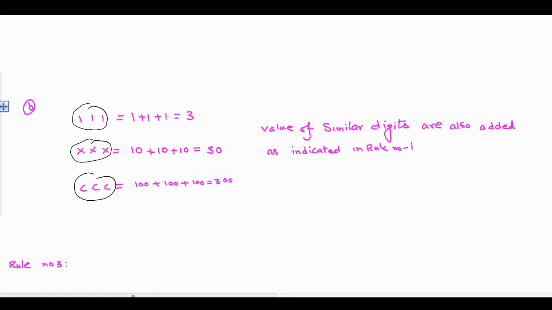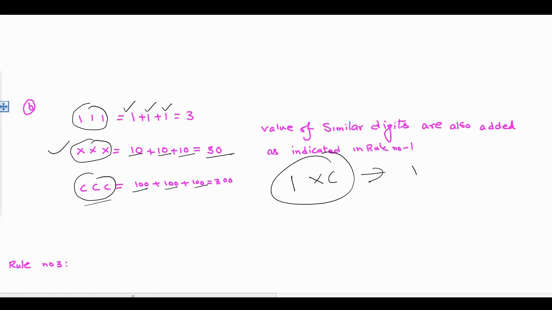III, this is 3: 1 plus 1 plus 1, that is 3. This is XXX, 30: 10 plus 10 plus 10, 30. This is CCC, 300: 100 plus 100 plus 100. Okay, we can repeat these symbols. In rule number 1, I, X, C, we already know.